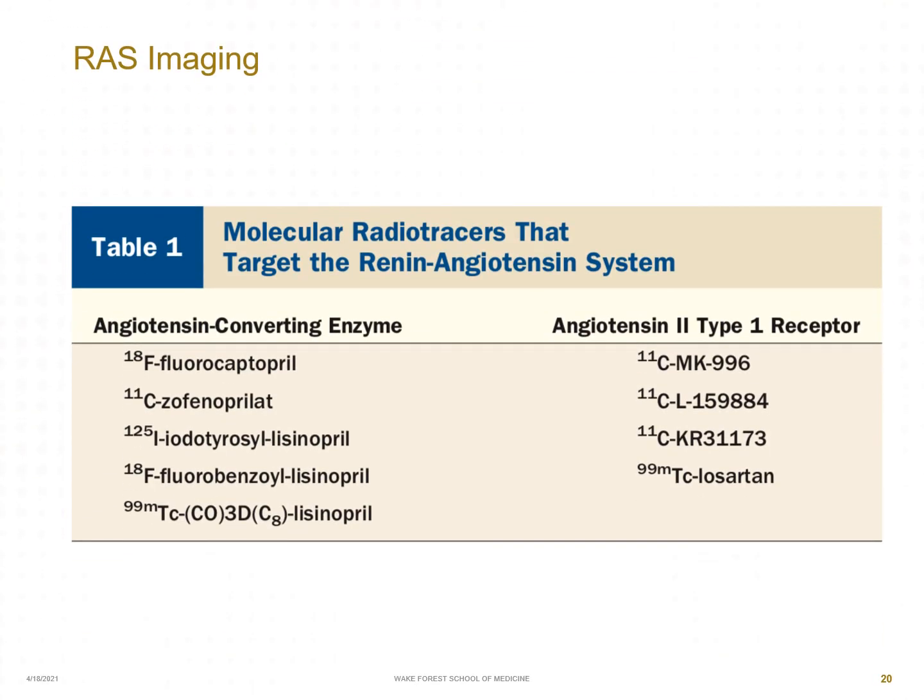Although still in a research domain, the angiotensin converting enzyme protein and the angiotensin type 1 receptor that are expressed at the surface of myocytes can now be imaged with PET and SPECT radiopharmaceuticals. This slide shows the PET and SPECT radiopharmaceuticals that have been used to label these proteins at the surface of myocytes.